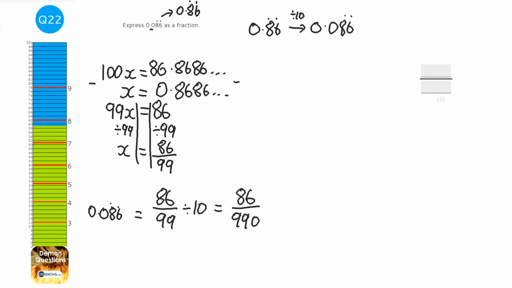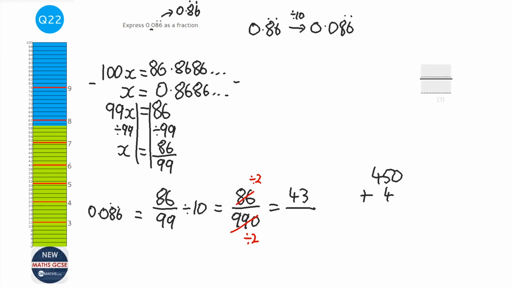Okay, so we can cancel at this point. If you have a look, we can divide top and bottom by 2. So we're left with, I can show that I'm dividing by 2, so we're keeping the fraction the same. So that will be 43 over, and half of 900 is 450, half of 90 is 45, so it would be 450 plus 45. And you don't need to show this working out, but I'm doing it just to show you. So it'd be 495.